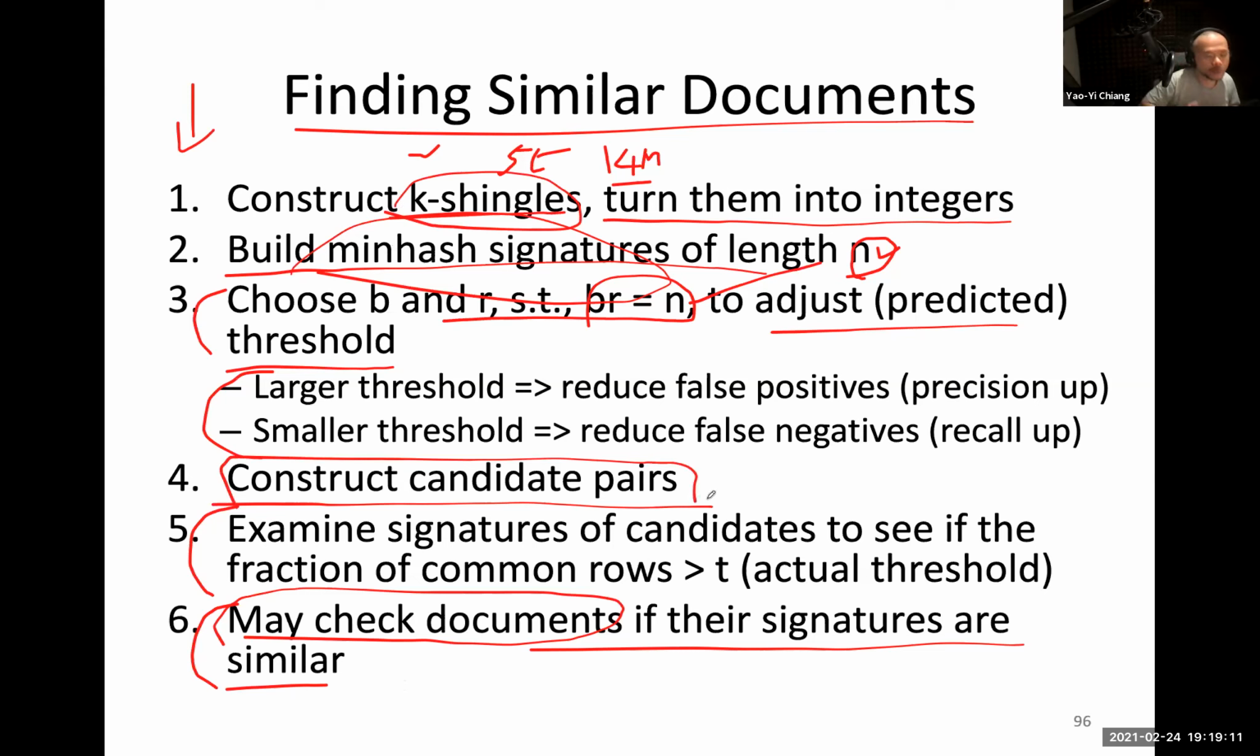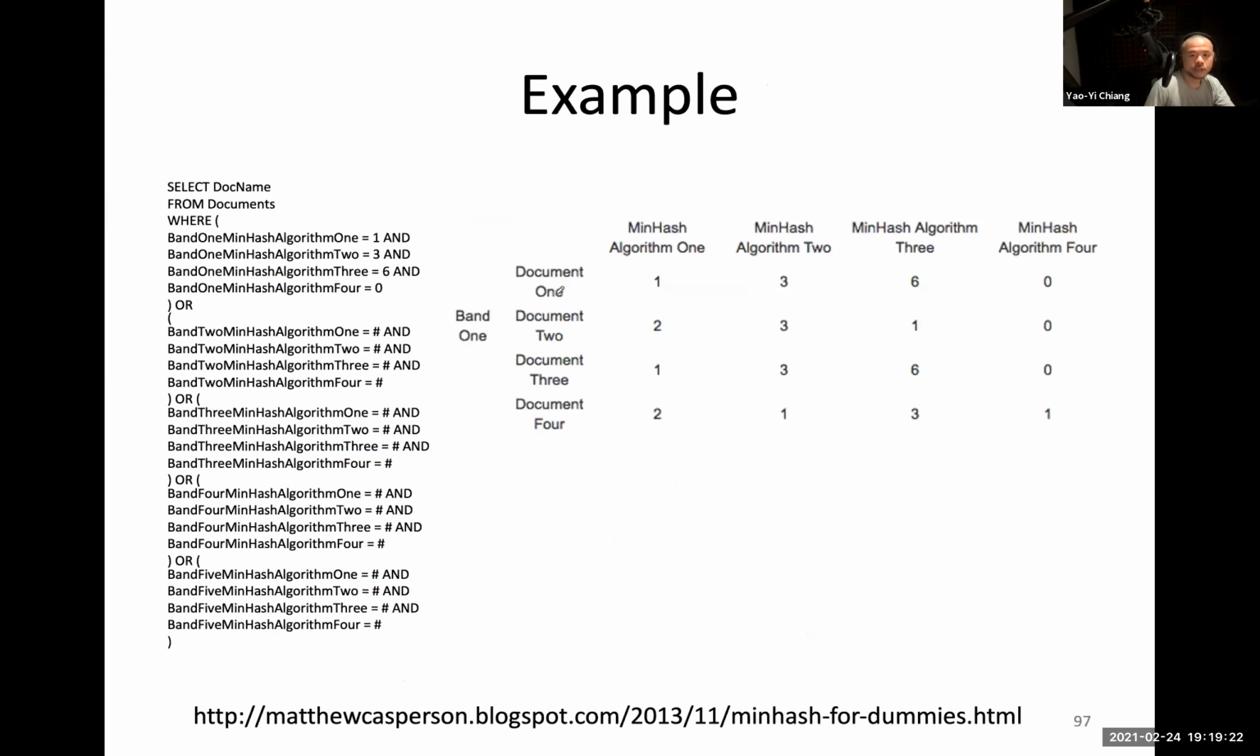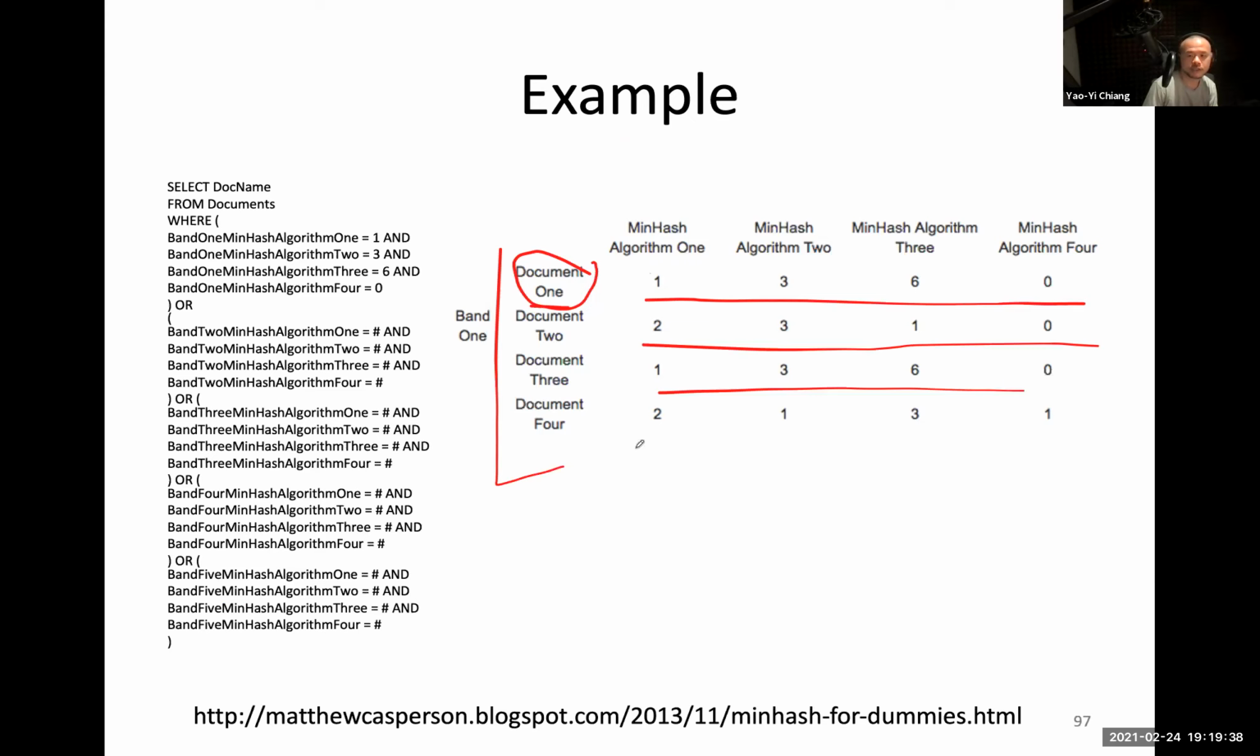For each band, you use a hash function to return a value so that you only compare the hashed value. You don't compare the candidate bands. Some example here. So let's say you have 1, 2, 3, 4 documents, and you have band 1. This is only one band. And document 1 has 1360. Document 2 has 2310. Document 3 has this and this, right? You can imagine that you have more columns here because this is only band 1.